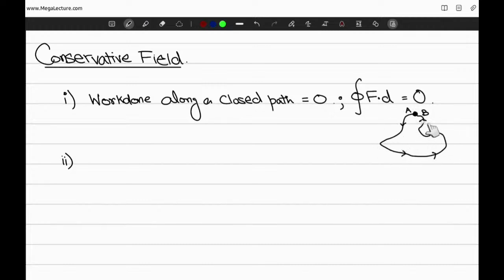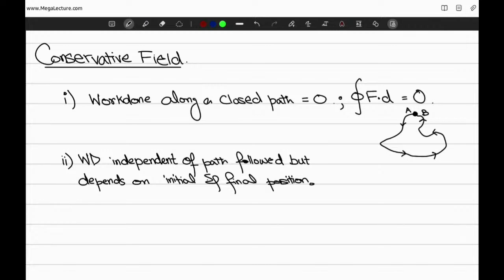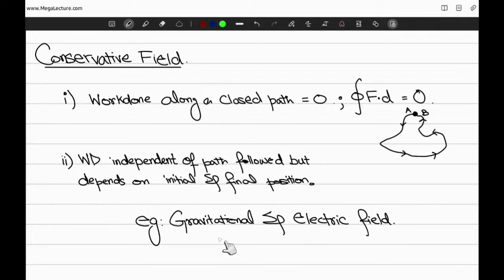Now, if the work done along this closed path is 0, then the field for this path is a conservative field. And the second condition is that the work done is independent of the path which is followed by your body, but depends on the initial and the final position of the body. So it depends on the starting and the end points of that path. When these two conditions are satisfied together, then the field is known as a conservative field. Some examples are, well, we know that the gravitational force and electric force come from gravitational and electric fields. It turns out that these two fields satisfy these two conditions, and hence they are known as conservative fields, or gravitational and electric forces are conservative forces.